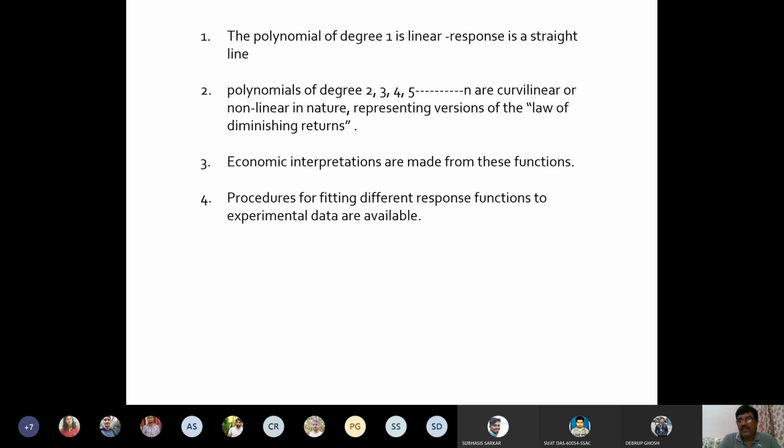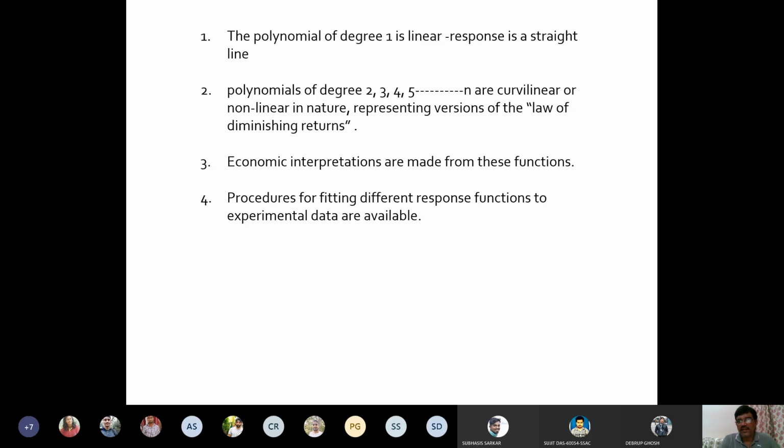Then the polynomial of degree 1 is a linear response, a straight line. I think just now we have seen that if you have x power 1, then it is a linear equation or linear graph, and it is actually represented by a straight line. Then polynomials of degree 2, 3, 4, 5 are curvilinear, or you can call them non-linear. Non-linear or curvilinear is the same thing.